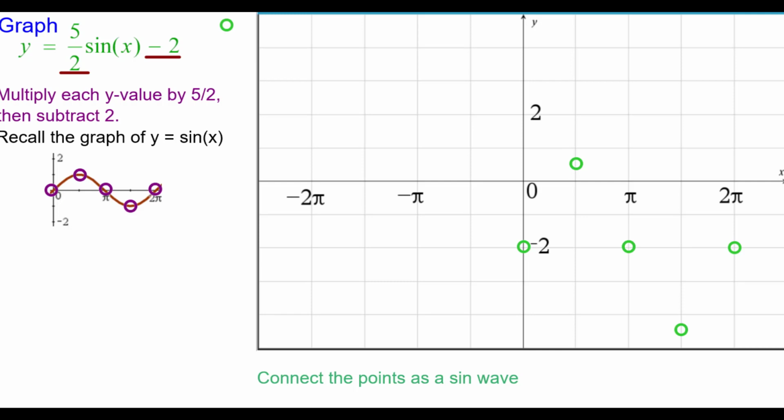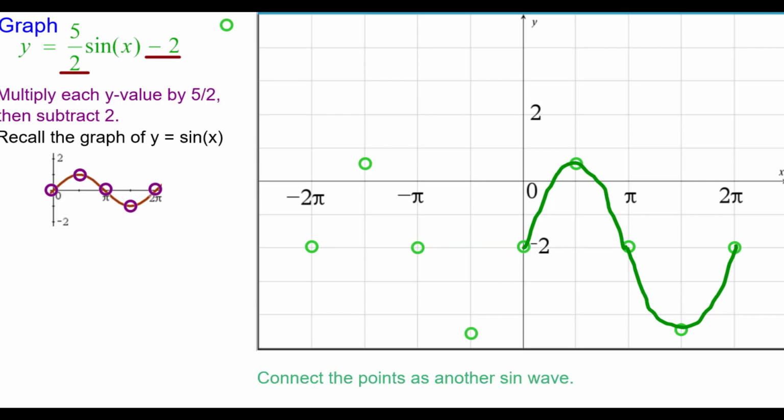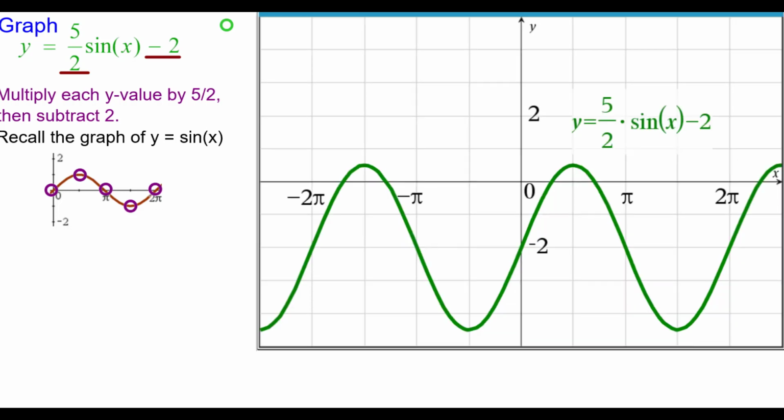We'll connect the points as a sine wave. We've got a concave down, then a concave up. This is one period of the wave. Let's duplicate that in the negative direction. So we'll go back a period, which is 2 pi, from each point, but especially the key points of interest. And we'll connect the points in another sine wave. Frown and then a smile. And there's our graph.